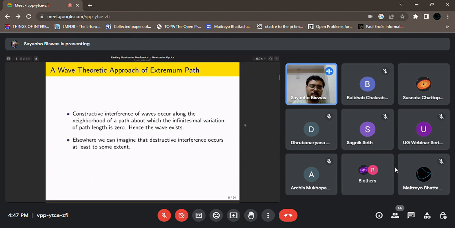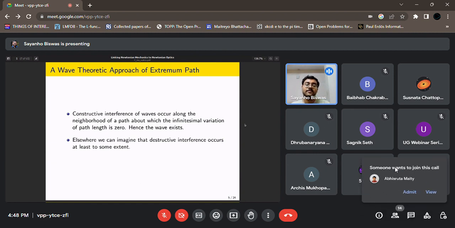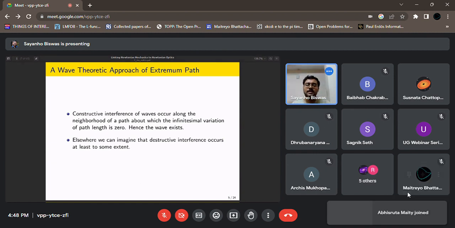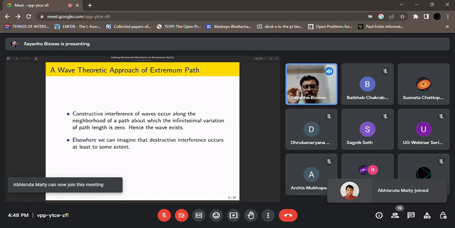This is what I have explained over here. Every one of you, I guess, can read it. Simple thing. Constructive interference of waves occur along the neighborhood of a path about which infinitesimal variation of the length is zero. Hence, the wave exists. Elsewhere, we can imagine that destructive interference occurs at least to some extent. That means I'm not saying 100% destructive interference occurs if the wave does not exist. No, the wave exists, but destructive interference occurs only to some extent.